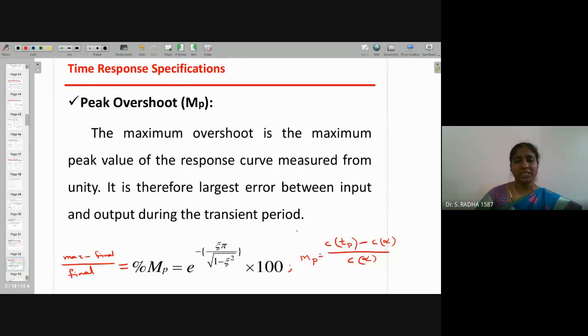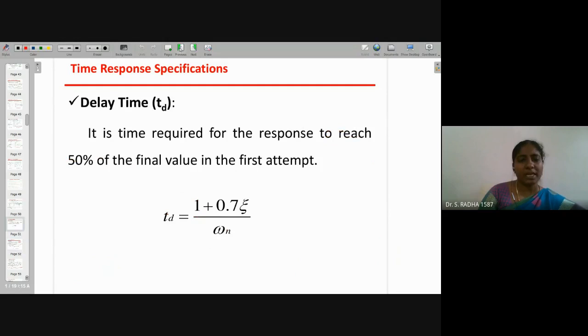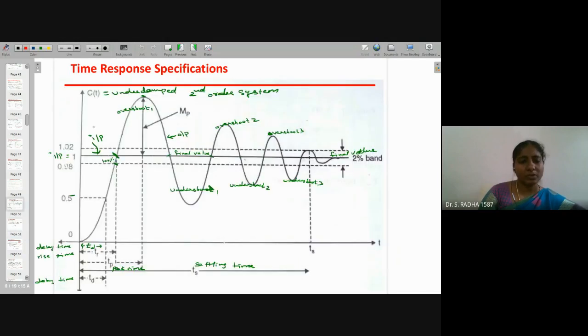C of t means the final graph, and at TP means peak time. You see the graph. I'm talking about this point. The output C of t at this point can be called C of TP because this is the peak time. C of TP means this maximum point, the output at peak time.